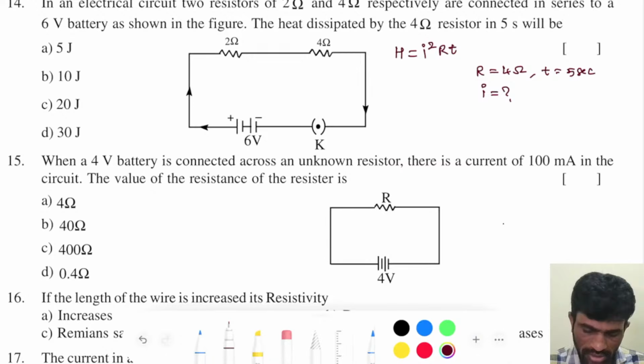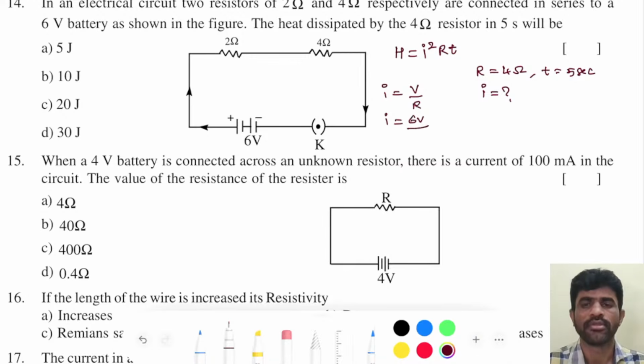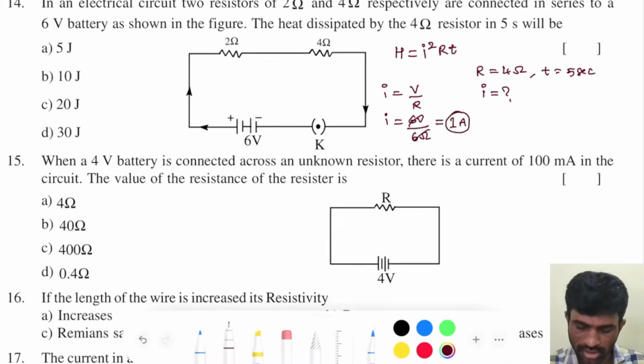So we know current is equal to potential difference by R. So I is equal to V, 6 volt, by resistance. What is the resistance? 2 ohms and 4 ohms are connected in series. When they are connected in series, it is 6 ohms. 6 volts by 6 ohms means what? It is 1 ampere. Current is 1 ampere. So now you have to find out the heat. H is equal to 1 square into resistance 4 and time 5, so 1 into 4 into 5.